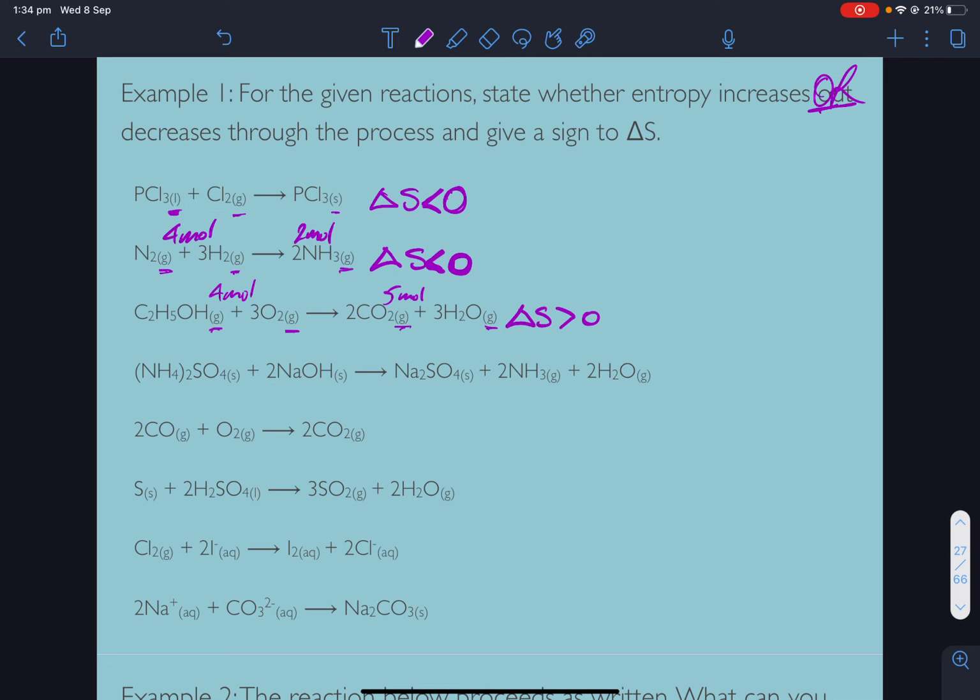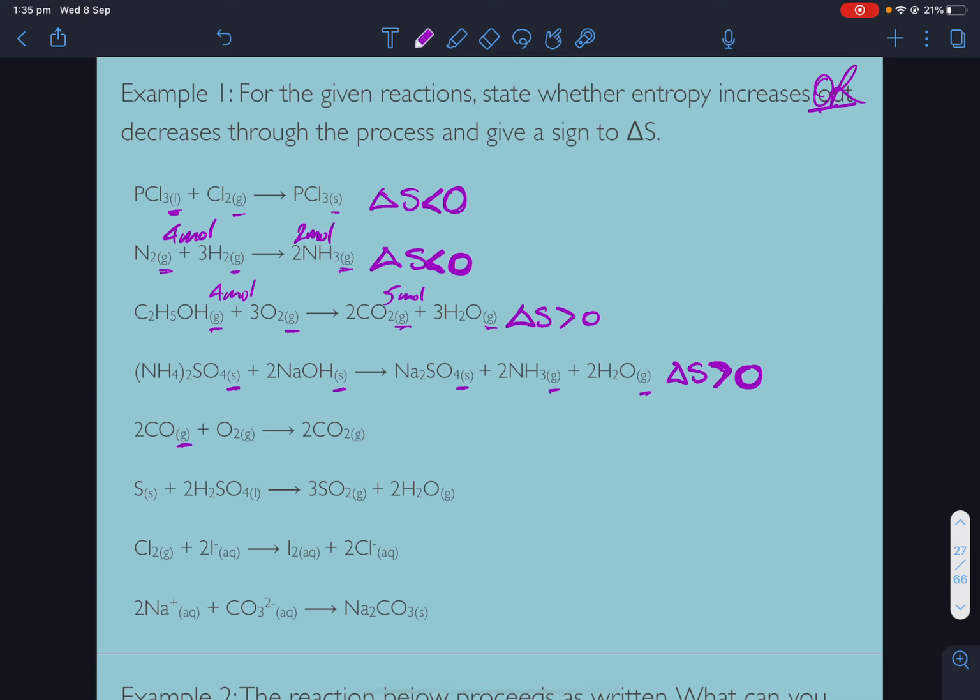Okay, this fourth one: solid, solid, solid, gas, gas. All of the reactant side is solids, but some of the product side is gas. Gas is more disordered, so the reaction gets more disorderly in the products. So your change in entropy is greater than 0, or entropy is increasing, or your disorder is increasing.